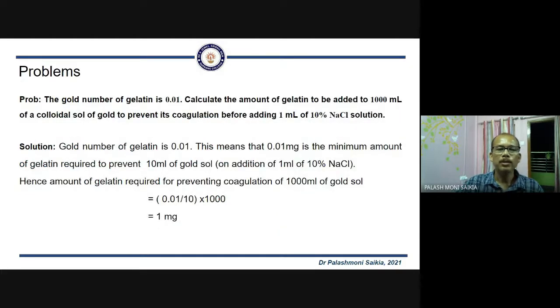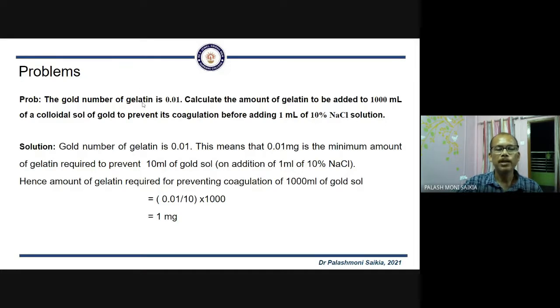Okay. Now let us see a few problems. This was asked in 2018, I think, Gauhati University. Very simple problem based on gold number. The gold number of gelatin is 0.01. Calculate the amount of gelatin to be added to 1000 ml of a colloidal sol of gold to prevent its coagulation before adding 1 ml of 10% NaCl solution.